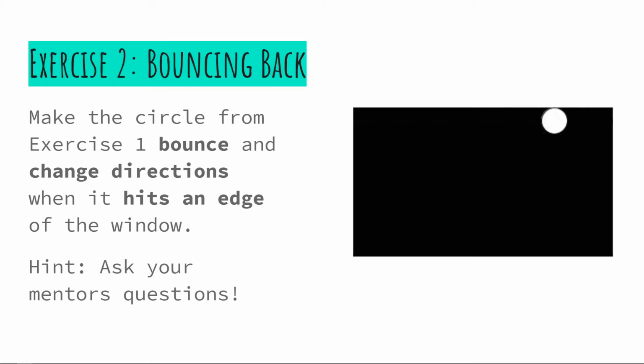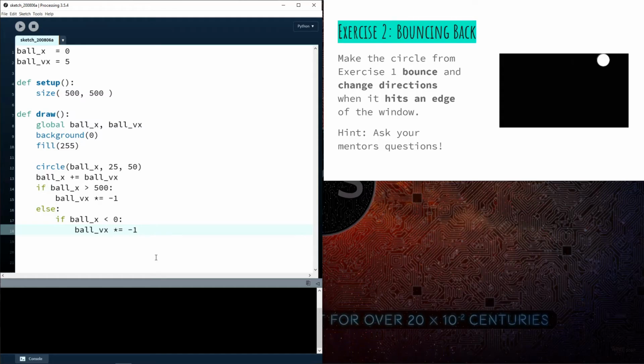Here is the second exercise for today's session. What we would like you to do is take the circle from exercise 1, and we would like you to make it bounce and change directions when it hits the edge of the window. So, once again, we're going to go over this exercise. This is the sort of code I expect most of you will have come up with. It has some problems which we'll go over, but for the moment we'll talk about why you might have thought this, and then we'll talk about why it's slightly off from what you probably wanted.